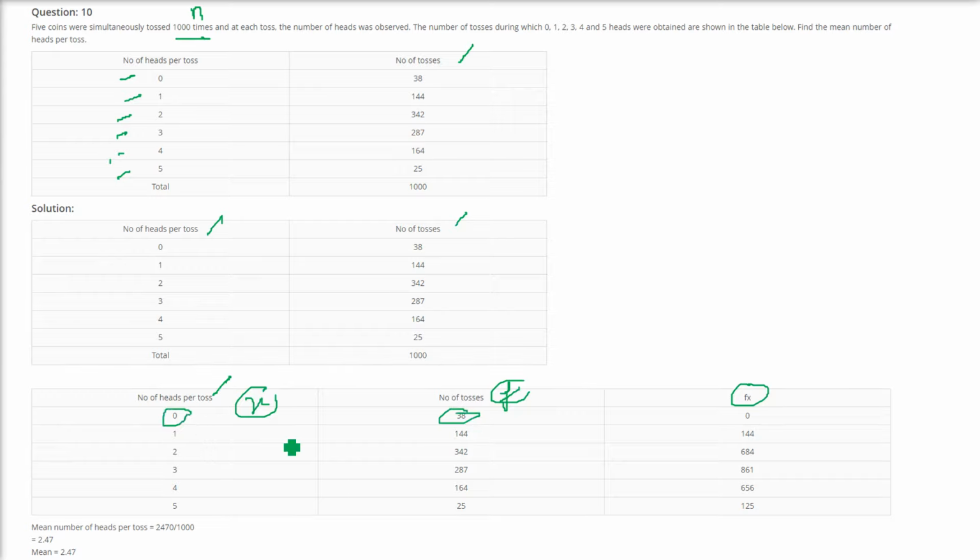We multiply 0 with 38. We multiply 1 with 144 like this. So this is fx. So we find sigma fx. We add all these. That will come to be 2470.